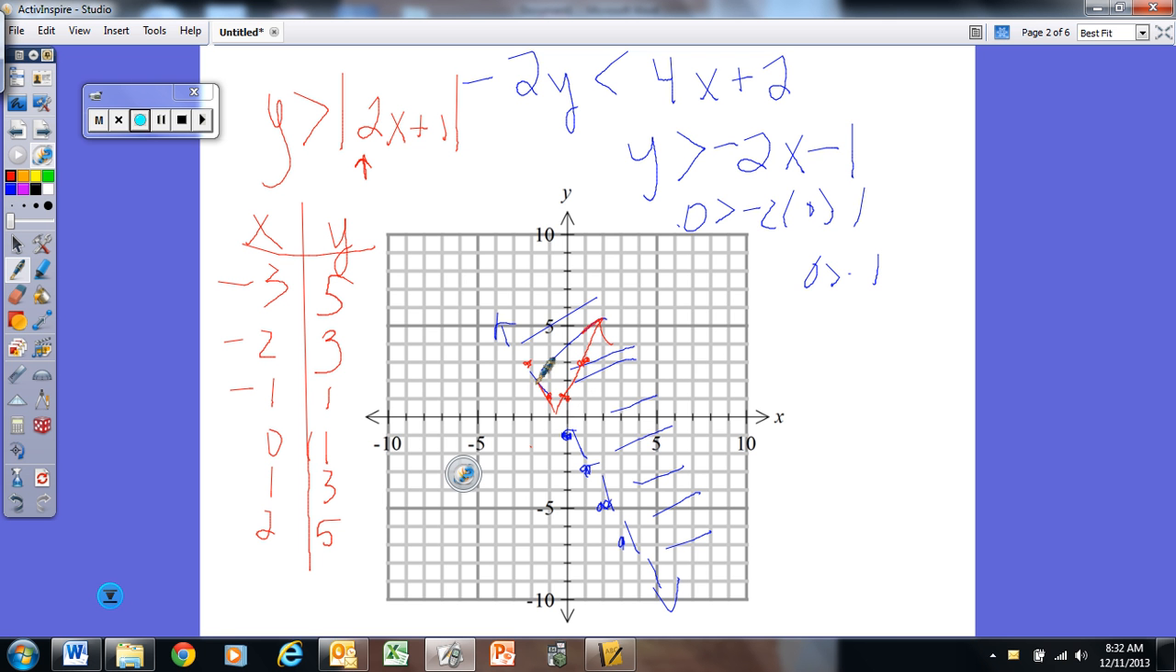And this one just happens to be a V whose point is at a fraction. But that's okay. It should be dotted because it's not equal to. So I'll just make little dots. There, now it's dotted. And pick a point. 0, 0. 0 is greater than the absolute value of 2 times 0 plus 1. 2 times 0 is 0, plus 1 is 1. 0 greater than 1? No, it's not. So I'm going to shade inside. So this is my solution set right here.